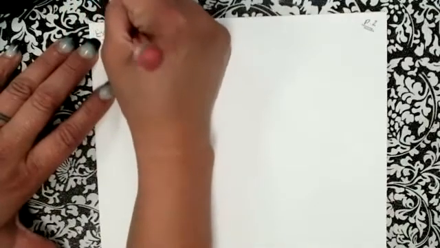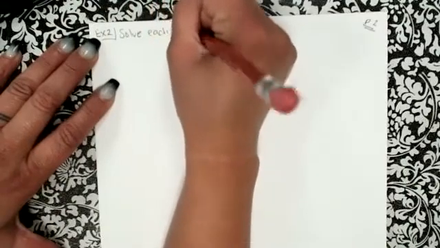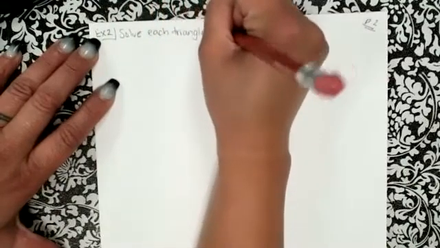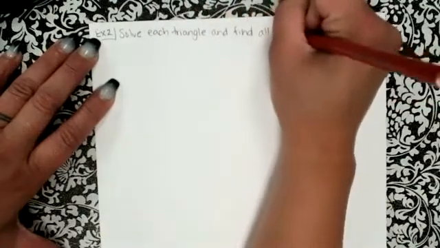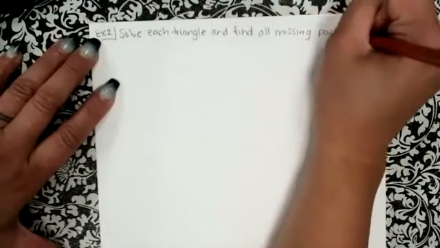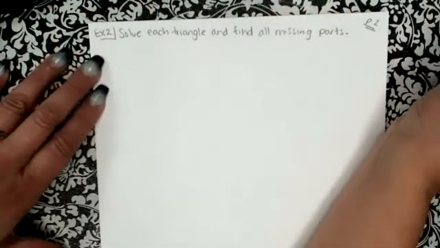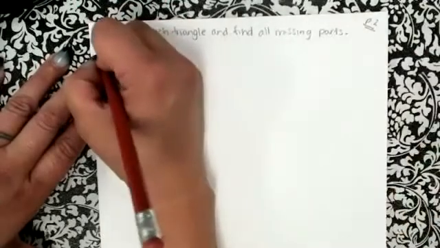We need to solve each triangle and find all missing parts. So I want to know what angle A is, angle B is, angle C. I want to know what side A is, side B, and side C.